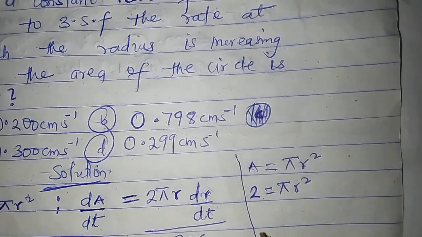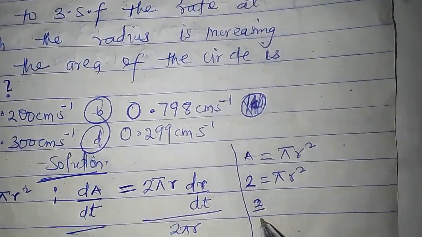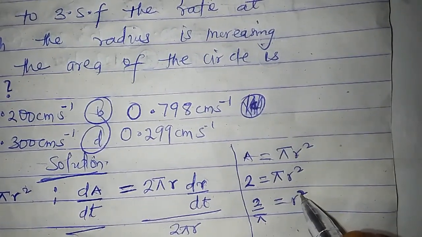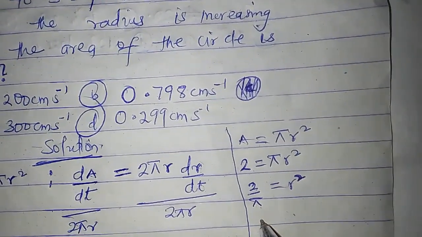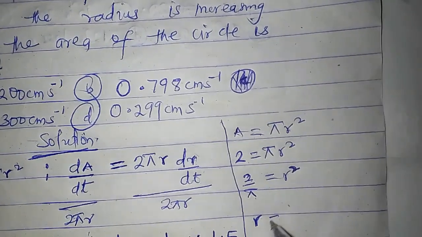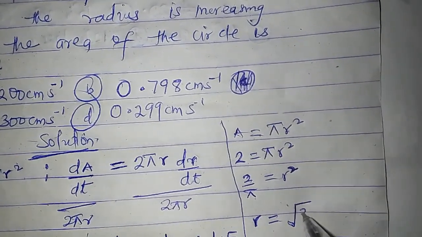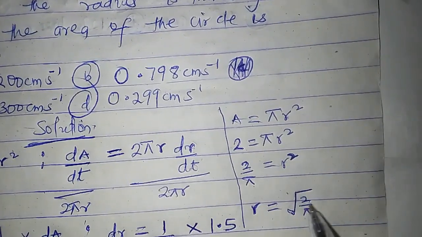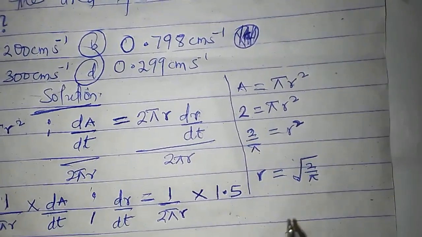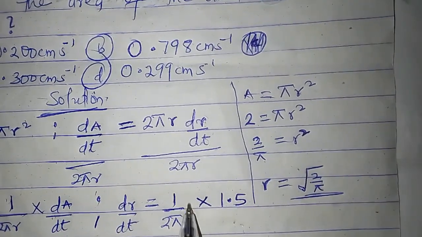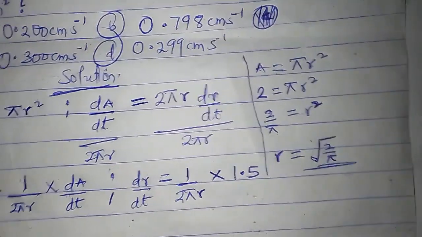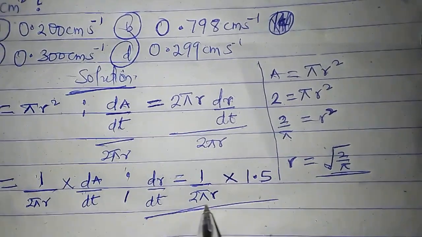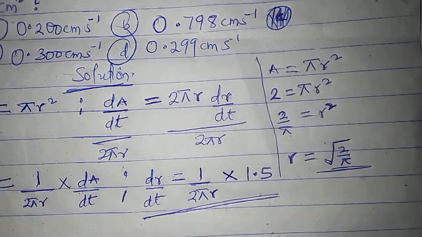So I would divide both sides by pi. This is 2 over pi is equal to r squared. Now I will take the square root so that r will be equal to the square root of 2 over pi. So the value of r is root 2 over pi. Now, this value of r will enter this very expression for the r dt. That's the point. So what I'm doing here is I'm just making substitutions.